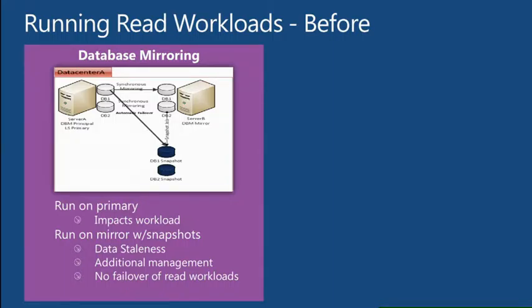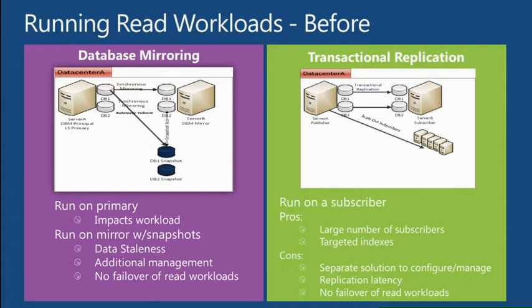The other thing is there is additional management. Now you need to create some jobs to start creating these snapshots. There are additional things that you need to take care of. The other thing is, if for some reason the mirror becomes unavailable, those reporting applications that were running from the snapshot in the mirror won't be able to continue running.